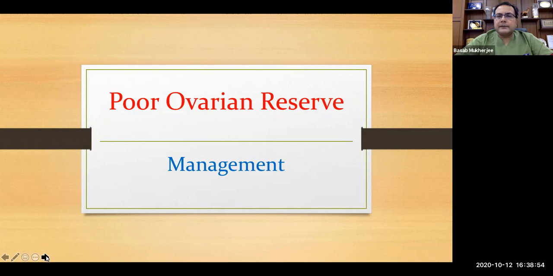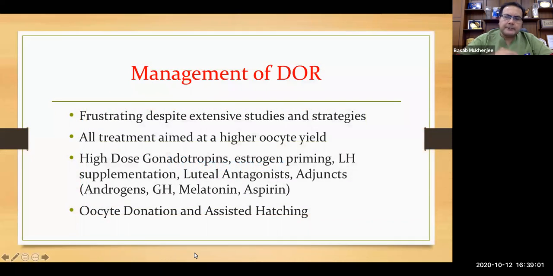And I think we would reserve that for ART specialists, who are the better people to discuss more intricate matters in this regard. So, management of decreased ovarian reserve. Though it is frustrating, despite extensive studies and strategies, once you know that there is a problem, you want to try to solve it, but here it's a little different because everything is not in your hands.